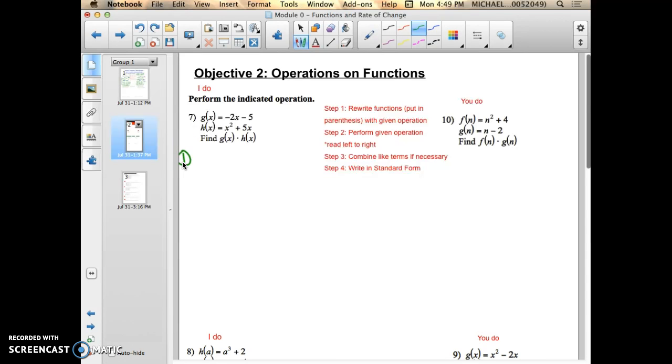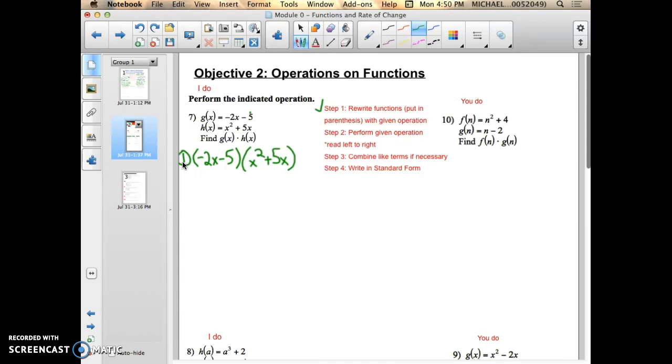My first function is g of x. That is, right here, negative 2x minus 5. Right there. Then I'm going to multiply it with h of x. And again, with multiplication, when you're working with parentheses, you can just write them right next to each other. H of x is x squared plus 5x. All right, I am done with step 1. I rewrote it so that I could actually visualize what I'm doing in the next steps.